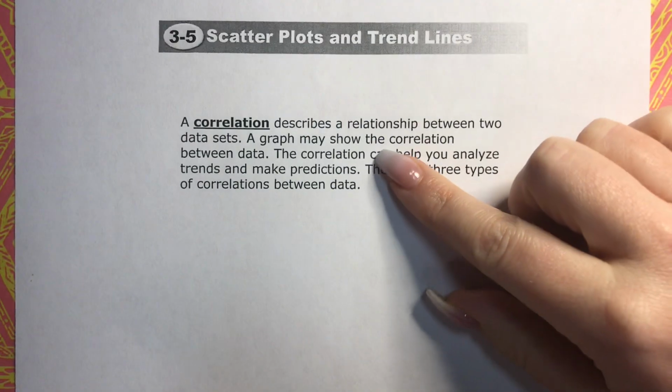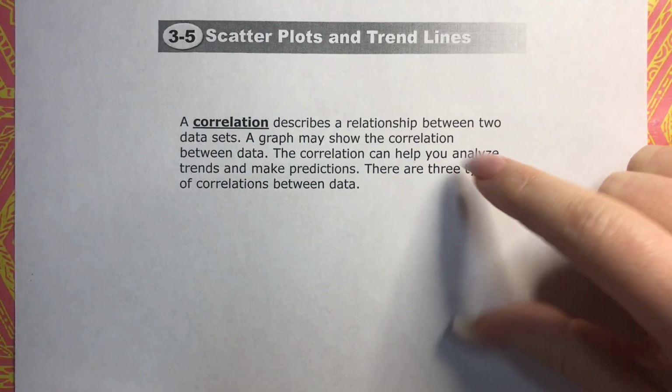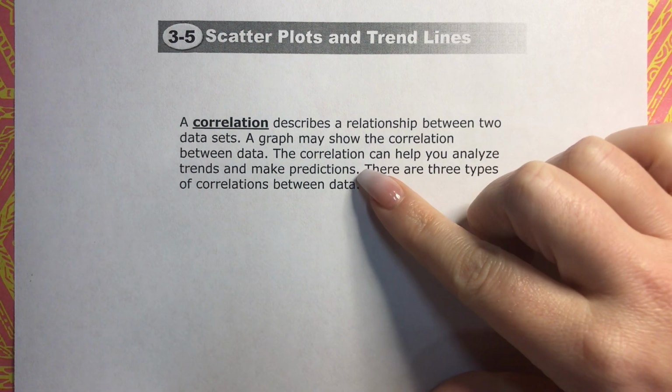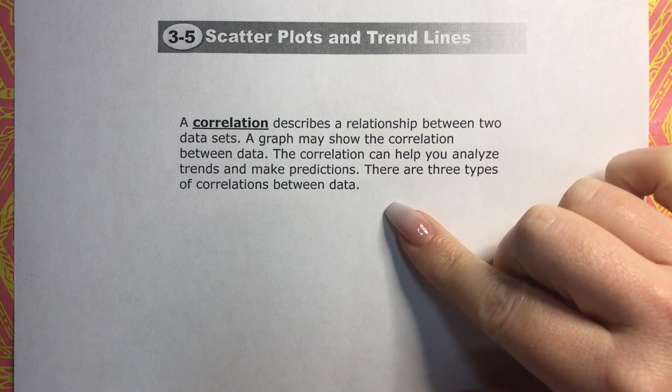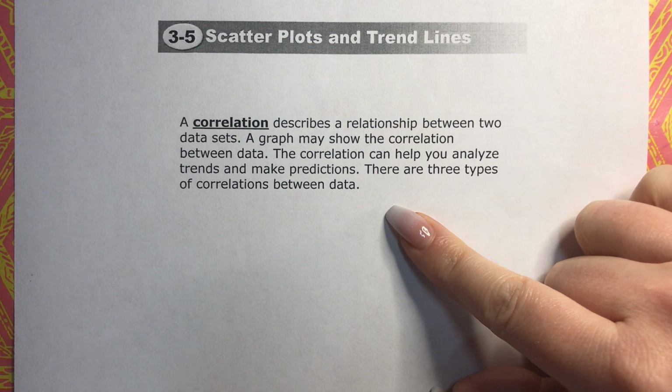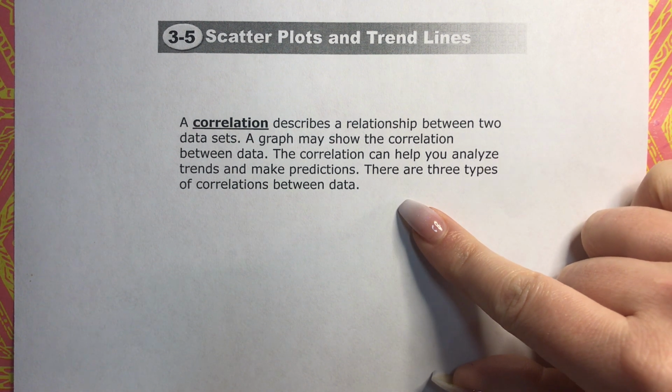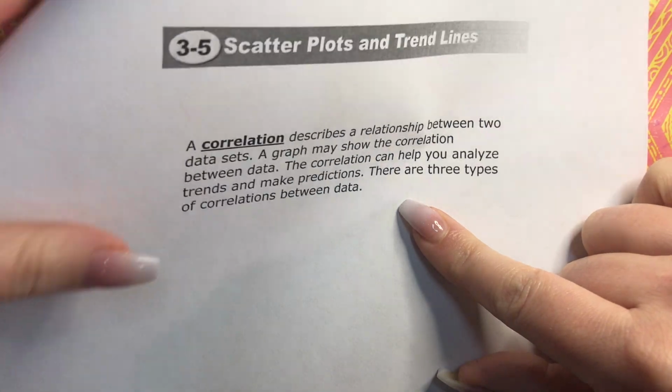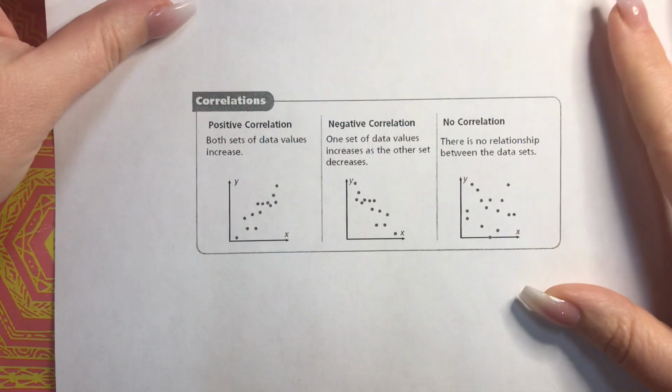A correlation describes a relationship between two sets of data. A graph may show the correlation between data. The correlation can help you analyze trends and make predictions. There are three types of correlations between the data. Let's look. The first one is right here.